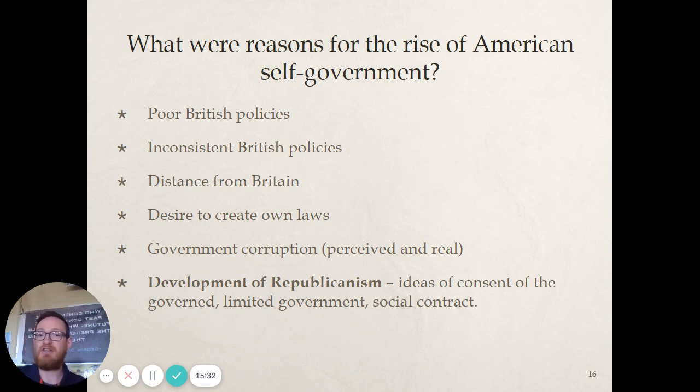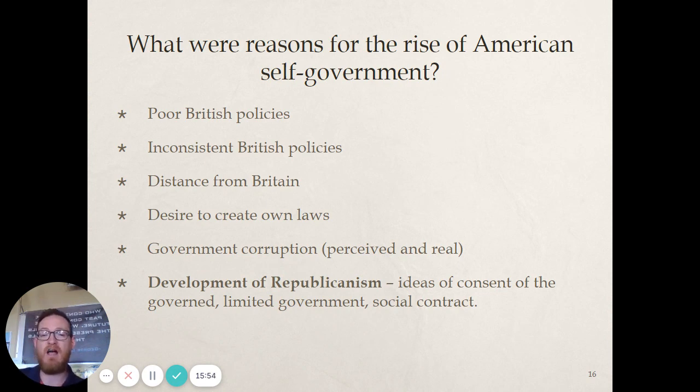Government corruption. Certainly there was some government corruption, but then there was perceived government corruption. And again, that causes and foments distrust in government. We see that in our own government today. A lot of people view our government as corrupt. Whether that's true or not, it depends on the situation. But again, that causes people to question the government, and you see a lot of distrust of government from that.